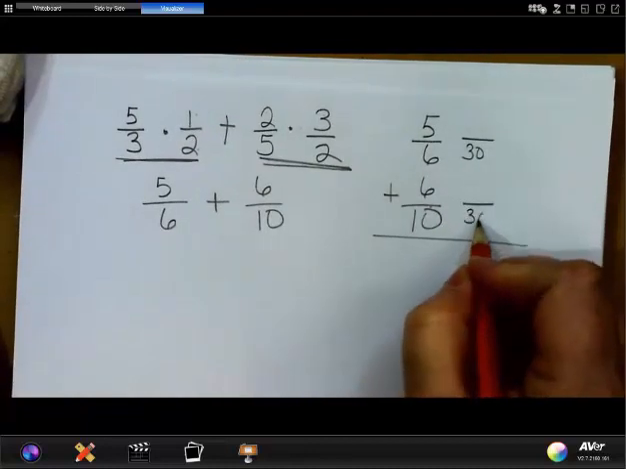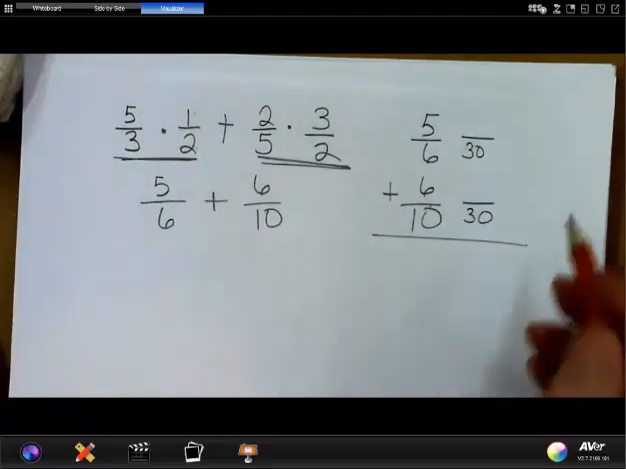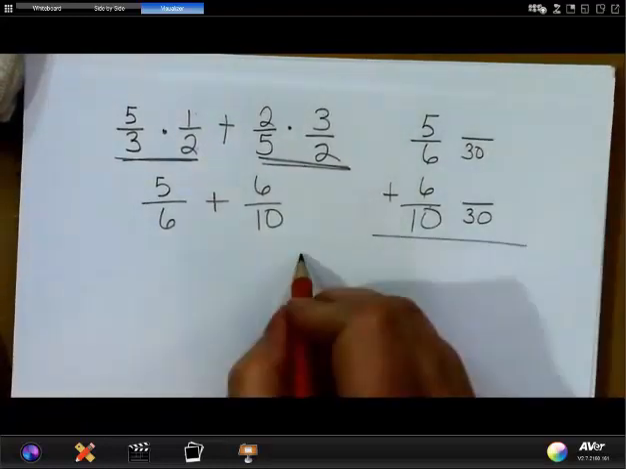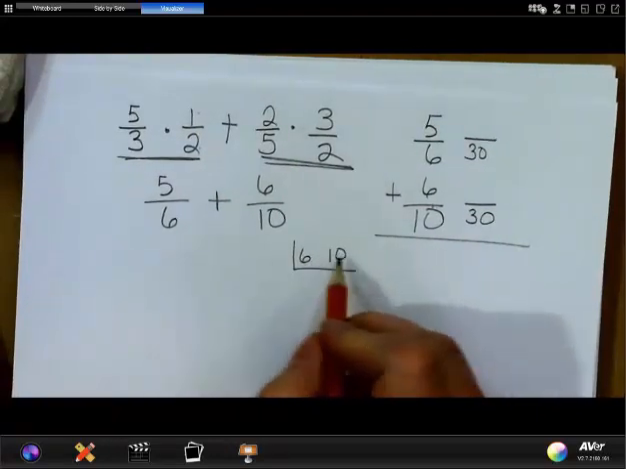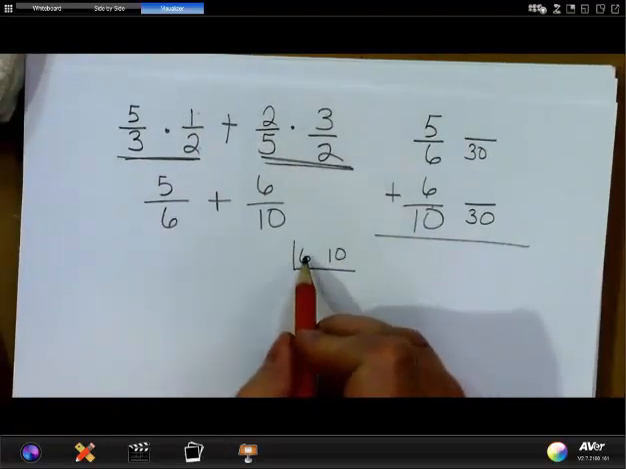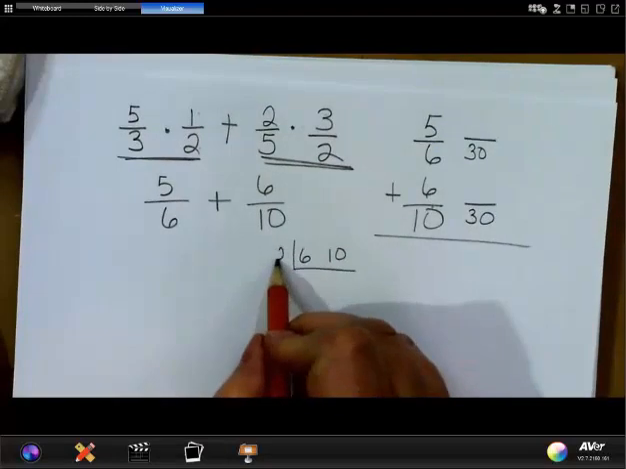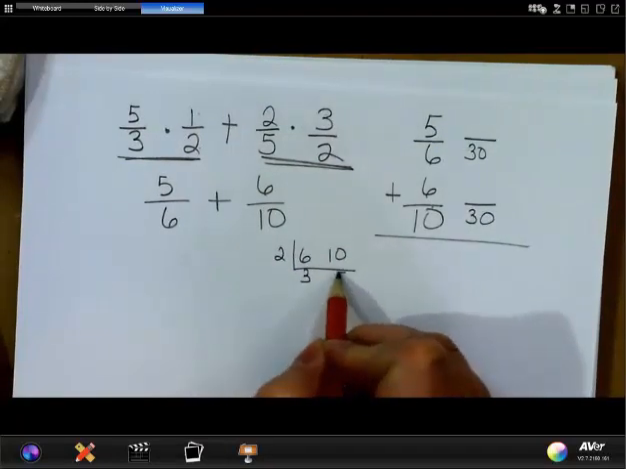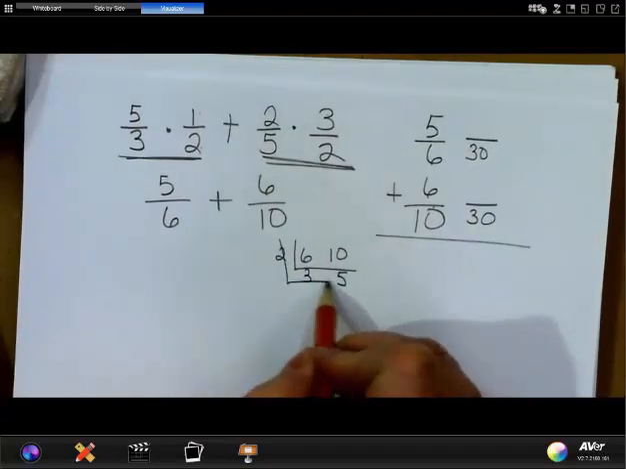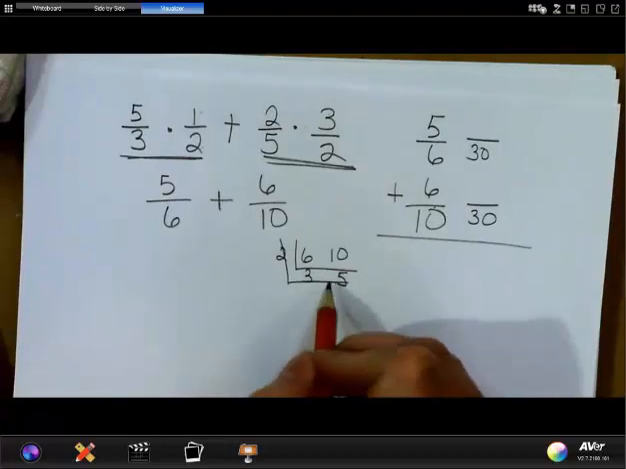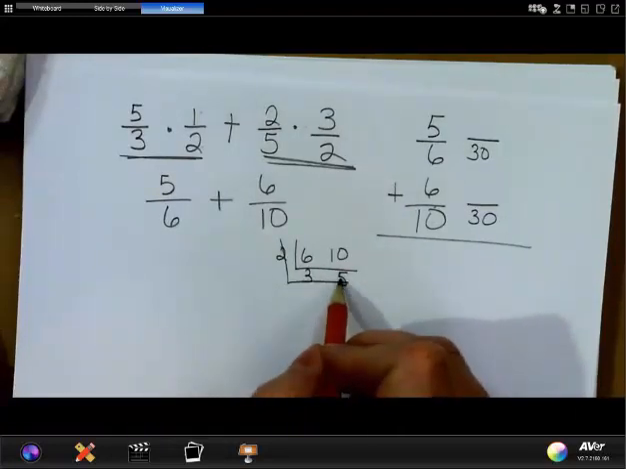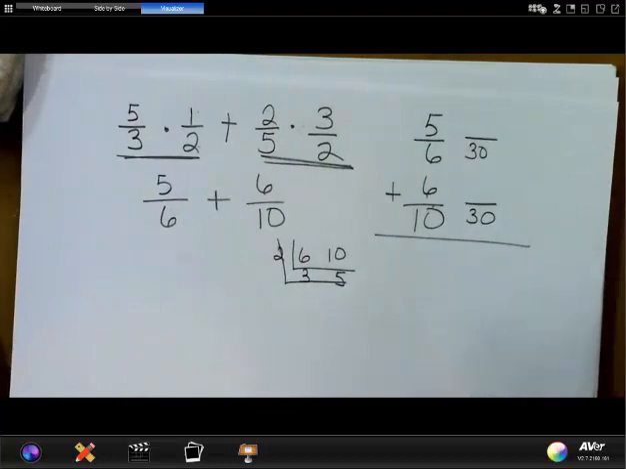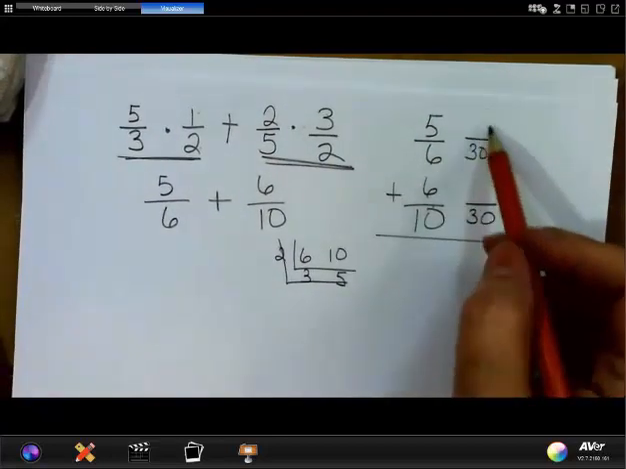Now, there is another way to find your common denominator. If you make a 6 and a 10 with a backwards division and find a number that goes into both 6 and 10, that would be 2, giving you 3 and 5. If you multiply all of these together, you get your common denominator. What's 2 times 3? 6. 6 times 5? 30. So now, let's figure out what our new numerator is.